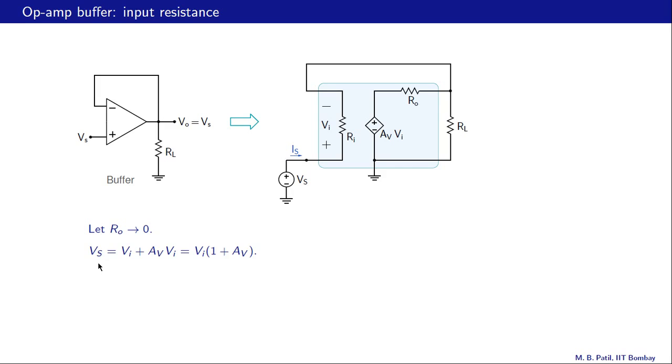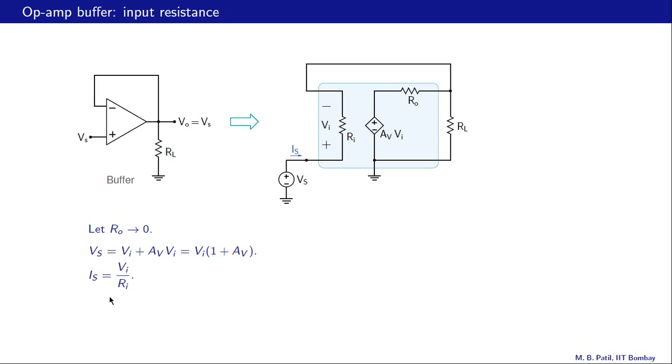First, let us look at Vs, this voltage. So what we will do is we will start with 0, we'll go like that. We come across a rise of AV times Vi, then go like that. Ro is 0, so there is no voltage drop there, and then go like this. So that is a voltage rise of Vi. So altogether we come across a voltage rise of AV times Vi plus Vi, or Vi times (1 plus AV). That is Vs.